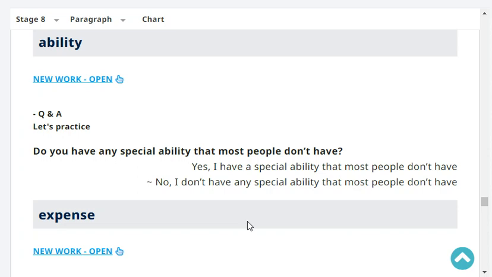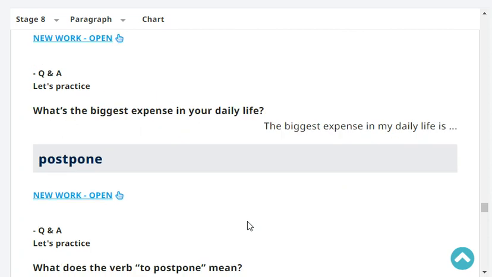Okay, do you have any special ability that most people don't have? I don't have any special ability that most people don't have. Very good.